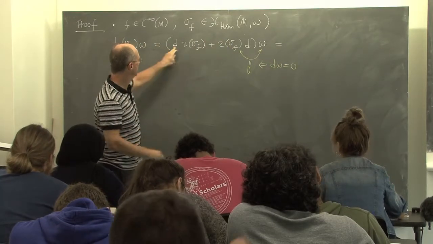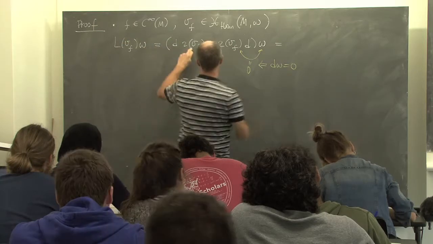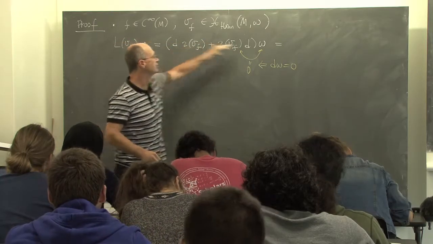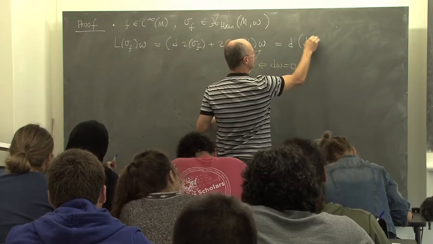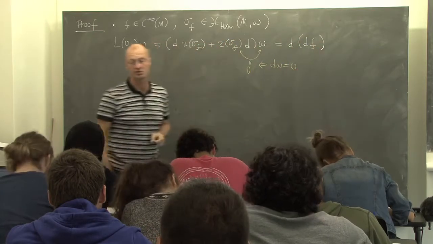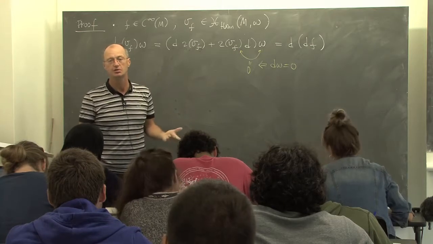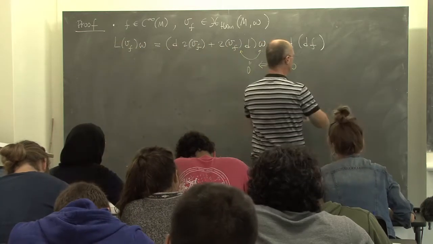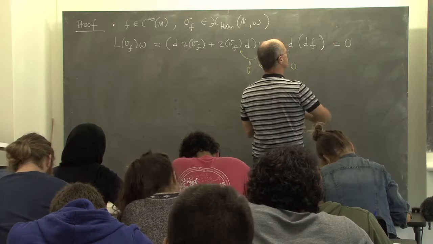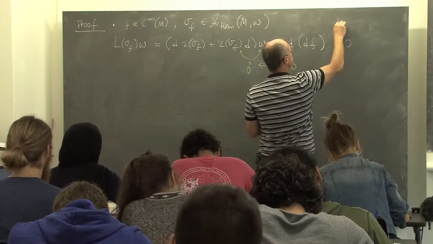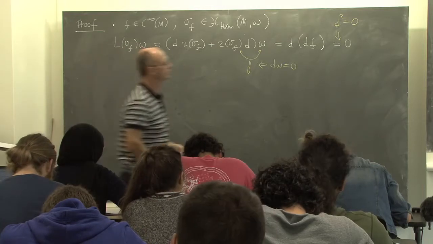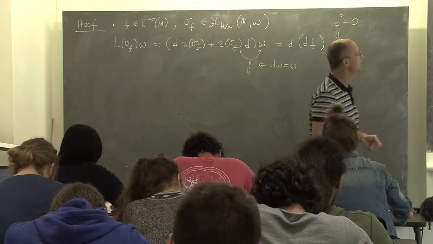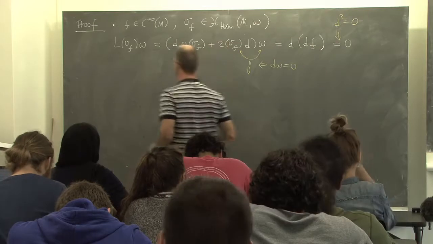Now for the first term, we have an equation for the contraction of omega with Vf. So this is equal to df. And now because the de Rham differential is a differential, it squares to 0, and the result is 0. Right, so that was really easy. So Hamiltonian vector fields, they are symplectic.